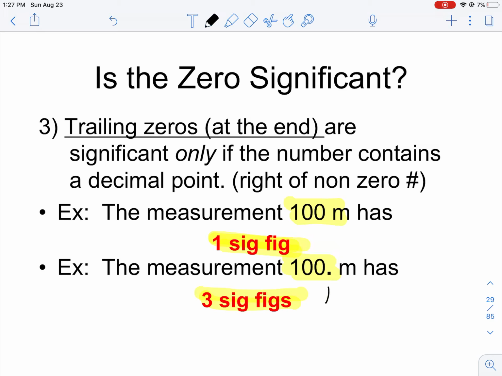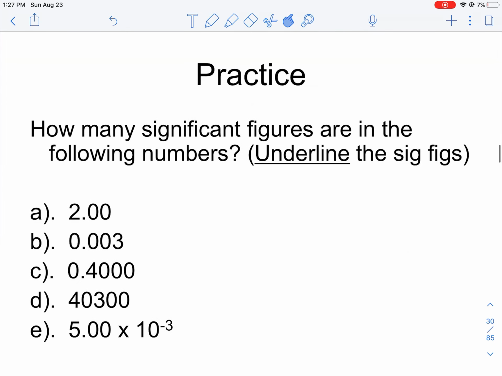Let me give you this one. These 2 zeros are trailing, and there is a decimal place, so there are 3 sig figs here as well. It doesn't have to be at the end of the number; the decimal could be wherever in the problem. Those zeros are significant. All right, I think that's where we're going to end.